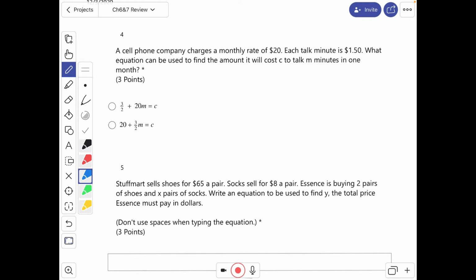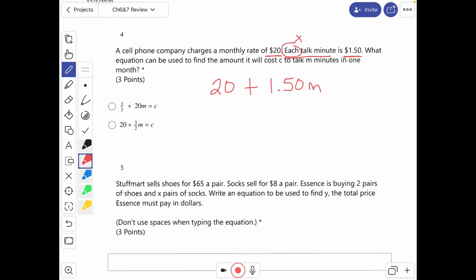Number 4. A cell phone company charges a monthly rate of $20. Each talk minute is $1.50. What equation can be used to find the amount it will cost C to talk M minutes in 1 month? That's pretty expensive if they're charging by the minute. So the monthly rate is 20. That means even if you don't use your phone at all, you still have to pay 20. Plus, you have to pay for minutes. So if they charge $1.50 each minute, each means to multiply. So $1.50 times the minute.